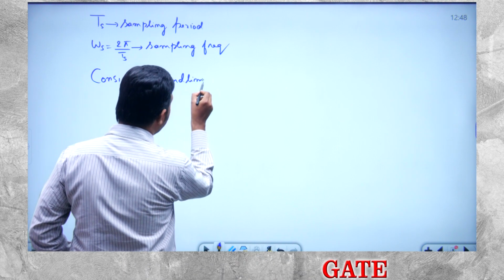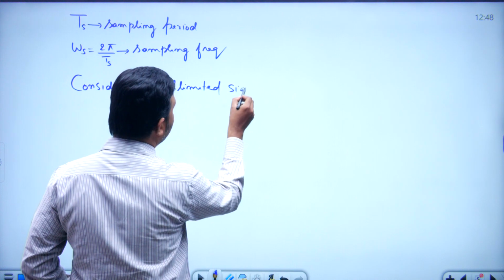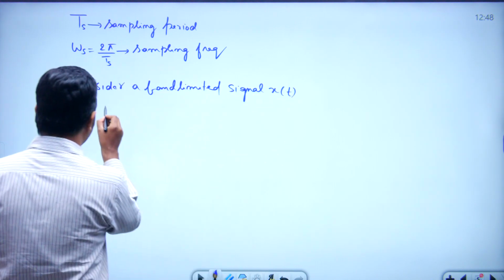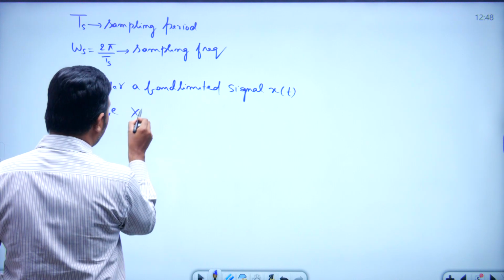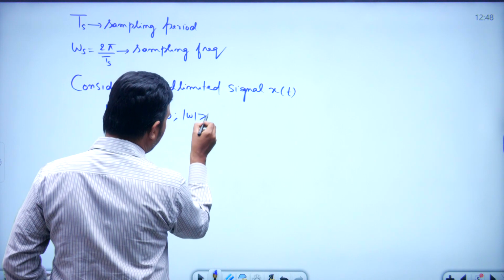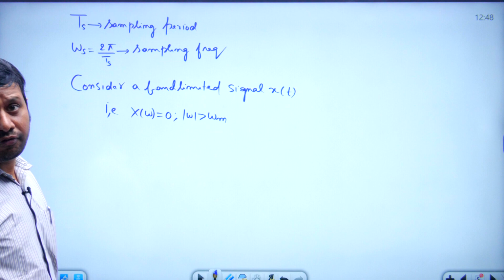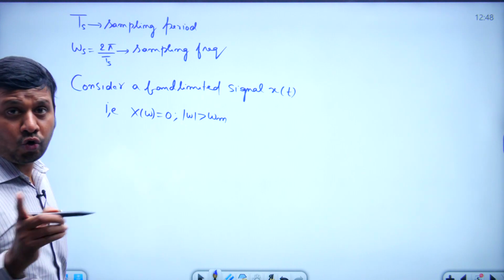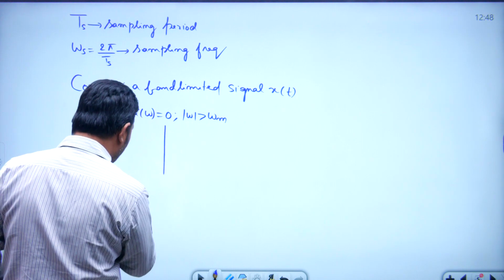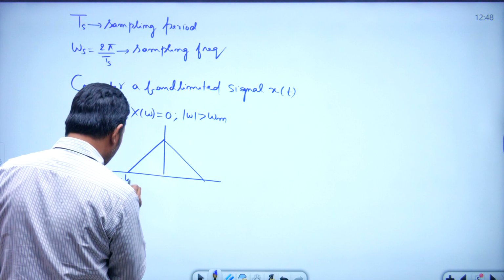Consider a band limited signal x of t. Band limited signal means that X of omega is 0 for mod omega greater than omega m. This is the kind of situation we are considering.